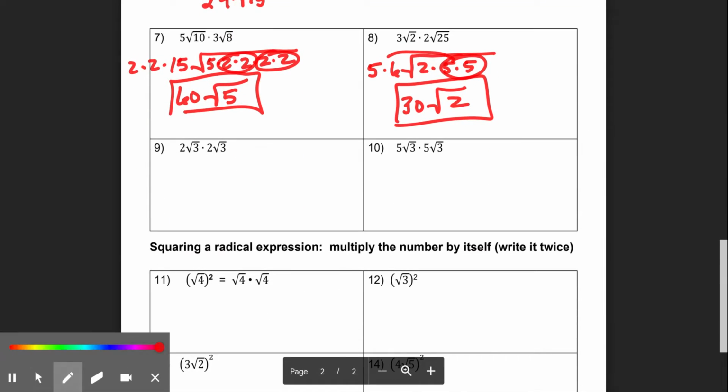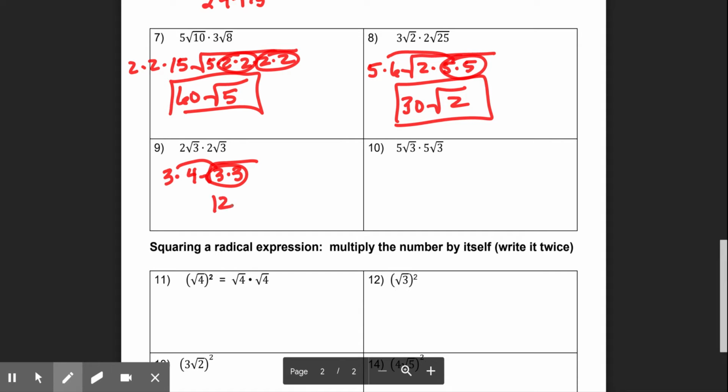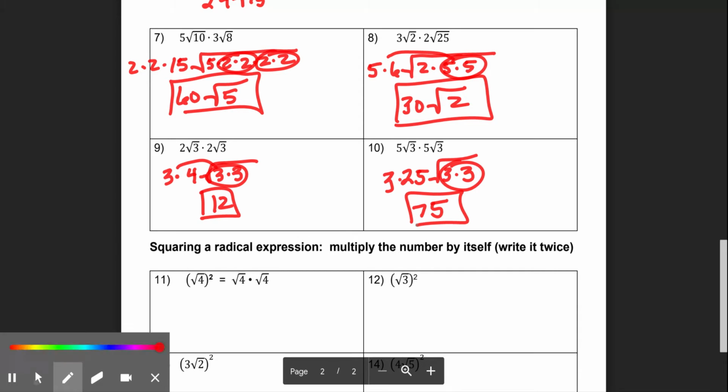Number 9, 2 times 2 is 4. And then 3 times 3 from what's inside. And so that's a pair in itself. So I bring it out and multiply by 4, and that just gives me the whole number of 12. Number 10, 5 times 5 is 25. And then I have 3 times 3, so I pull out a 3. So 3 times 25 is the whole number, 75. So both 9 and 10 do not have a radical in it.